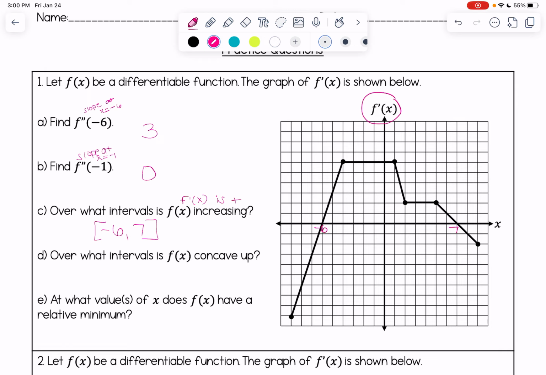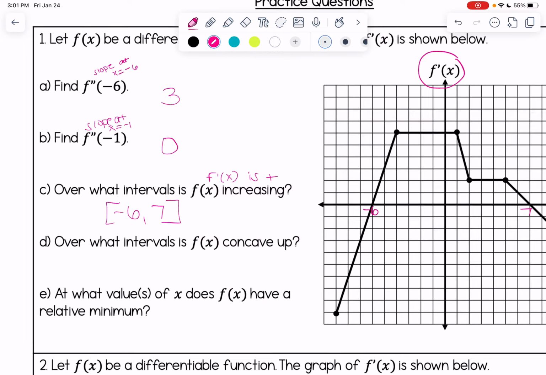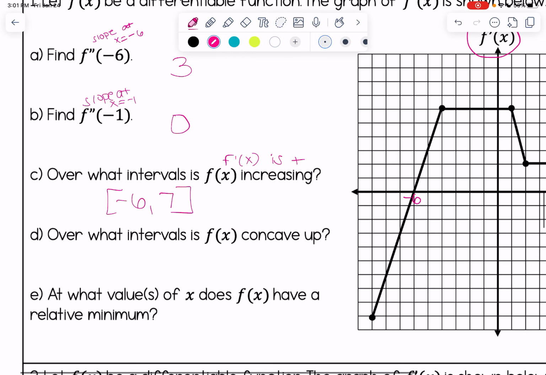Part D, over what intervals is f of x concave up? So I know a couple of things about a graph being concave up. I know that the second derivative has to be positive, but that would also mean that the first derivative should be increasing. We want to tie this back somehow to the first derivative, since that's the graph we're given.